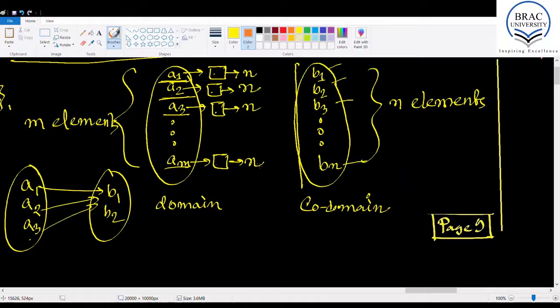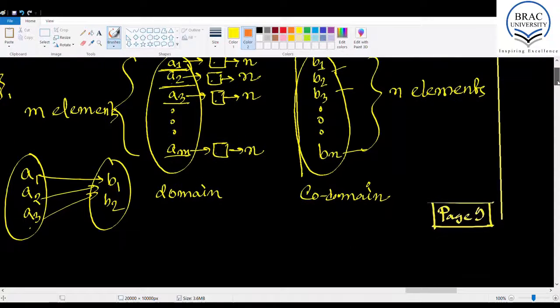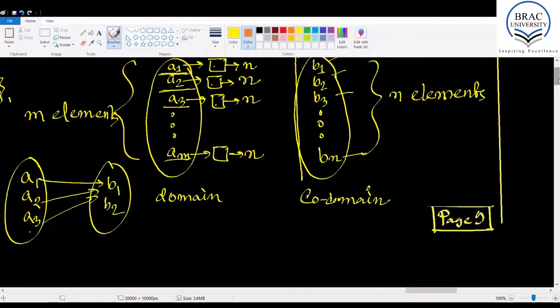So here we want to determine how many possible functions there will be. So let's see if we can keep any of these boxes void. Can we keep any of these boxes void? I must say no, because if you keep this box void, it means am doesn't have any image. But if a relation has to be a function, it must maintain the rule that all of the elements of the domain must have an image. So you cannot keep any of these boxes void. That means all of these tasks are mandatory.